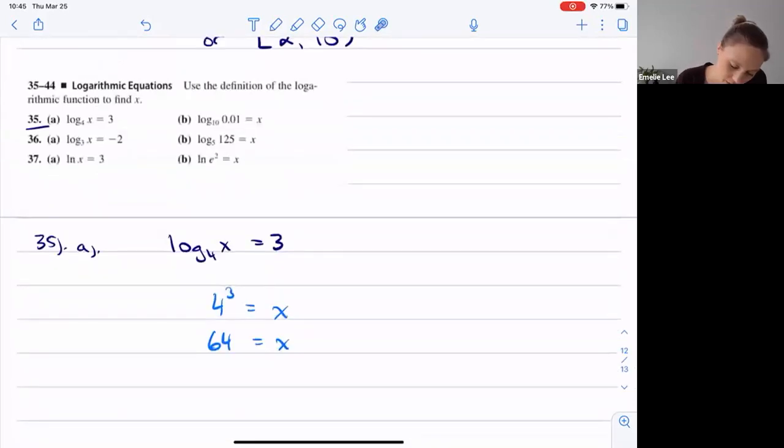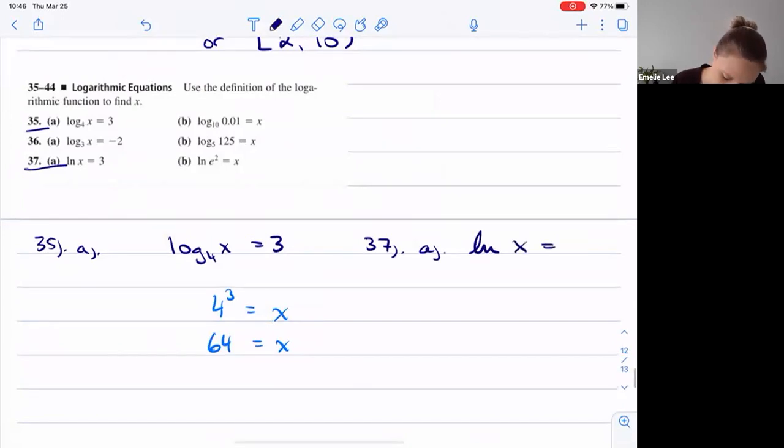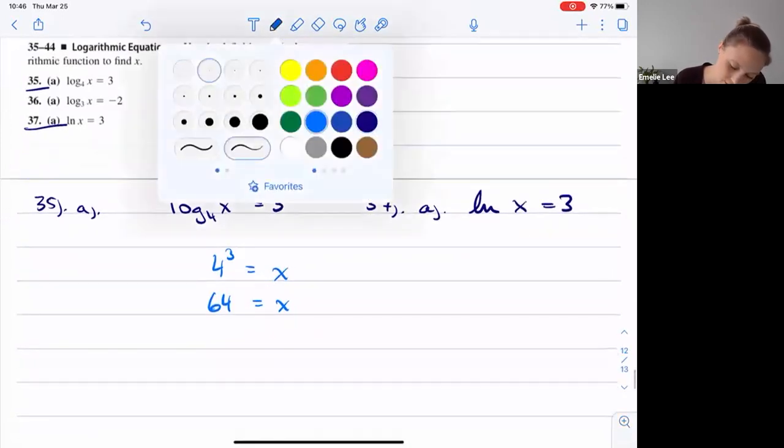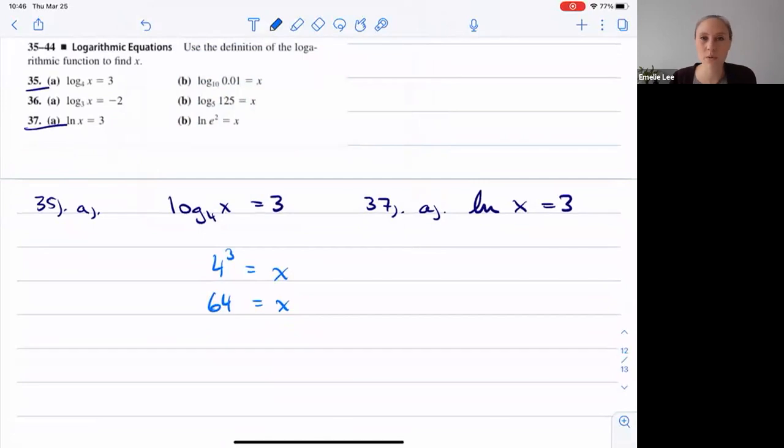How about let's do 37a with that natural log. I'll put it here so I don't have to scroll around. 37a, I've got the natural log of x equals 3. This as an exponent, right? Even though we don't see the base, we know it's base e. So you have e to the power of 3 equals x, right?